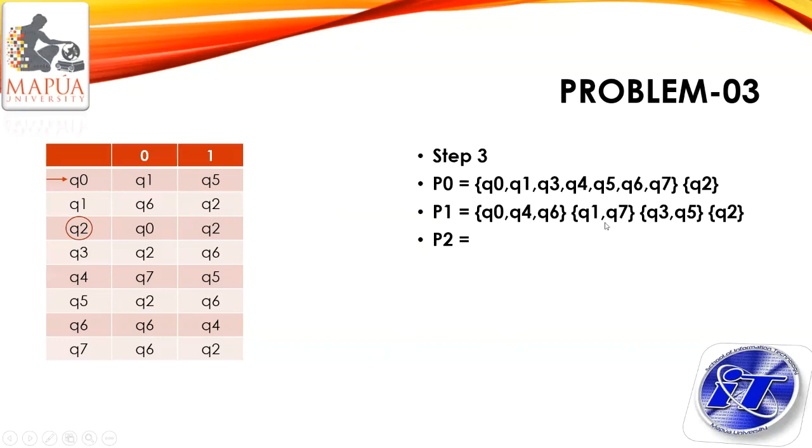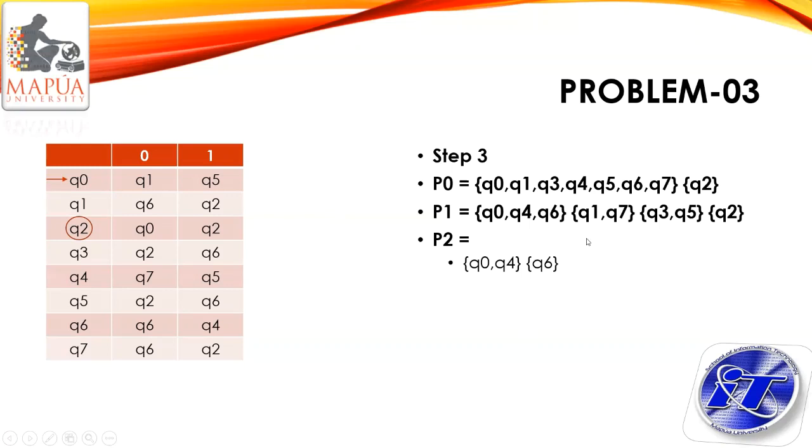If it's 0, it will go to this group. If it's 1, it will go to this group. How about Q6? Q6 goes to the first group, which is now different from Q0 and Q4. If you still remember, Q0 and Q4, if it's 0, go to Q1, Q7, but Q6 stays within the group. So therefore, they will be separated.